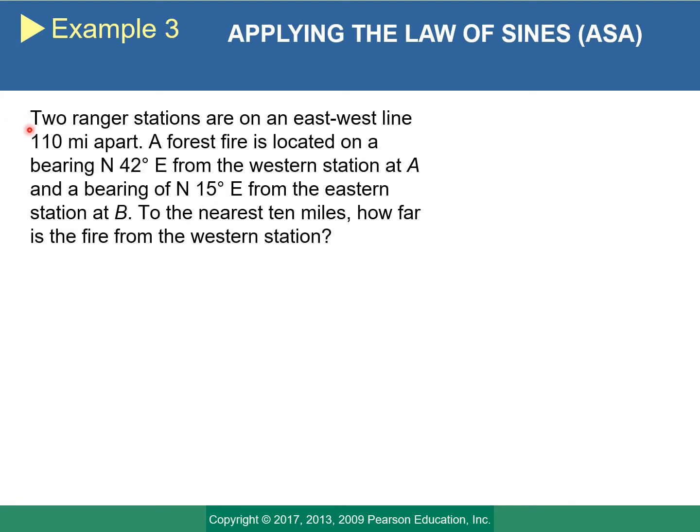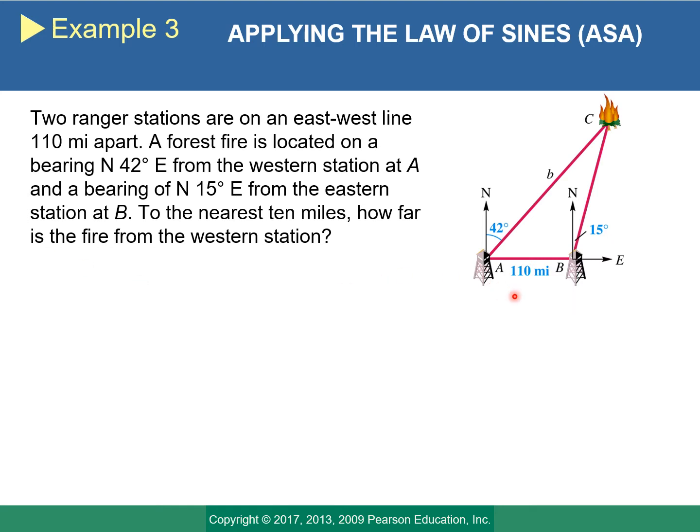Our next example: two ranger stations are on an east-west line, 110 miles apart. A forest fire is located at a bearing of north 42 degrees east from the western station, which we're calling A, and then a bearing of north 15 degrees east from the eastern station, which we're calling point B. To the nearest 10 miles, how far is the fire from the western station? I would encourage you to pause and try to draw this setup based on this information. I'll show you in just a second, but feel free to pause this and try to draw it before I show you.